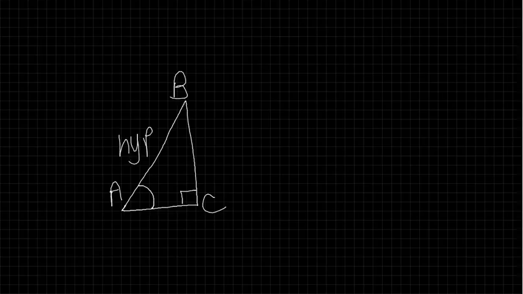Now in relationship to angle A, the side opposite angle A is segment BC. So we're going to abbreviate that as OPP for opposite, and the side length which is adjacent to angle A would be segment AC. So we're going to abbreviate that as ADJ.